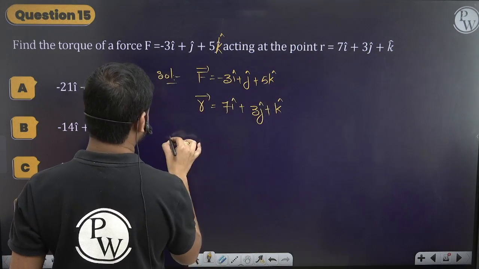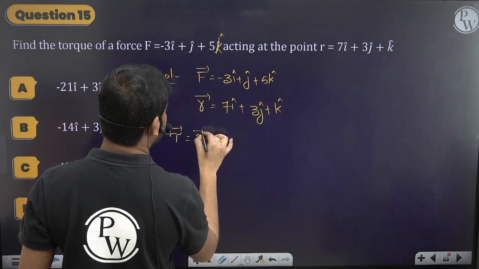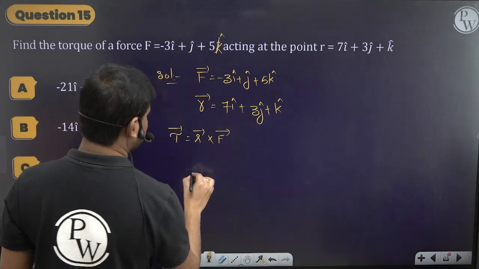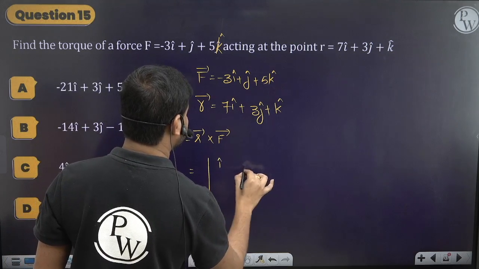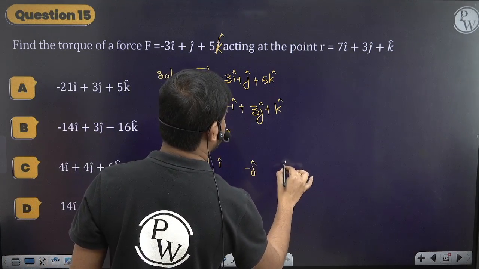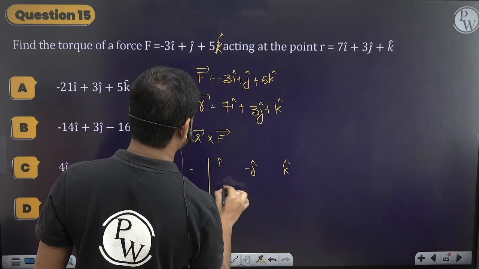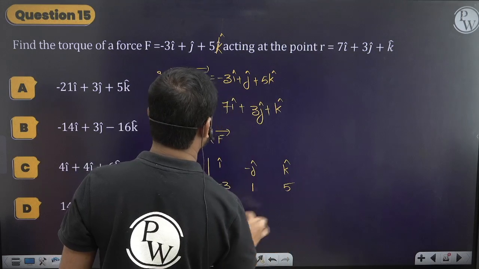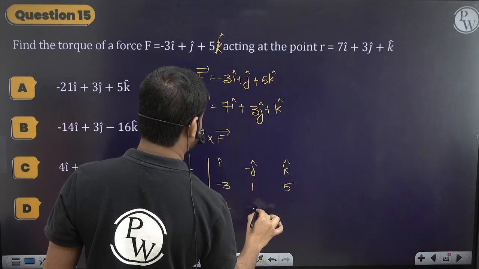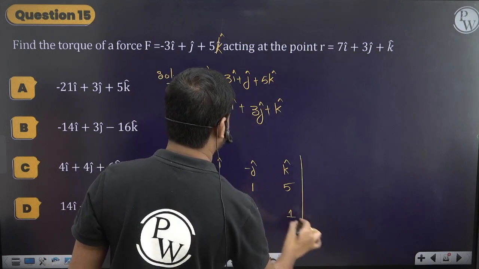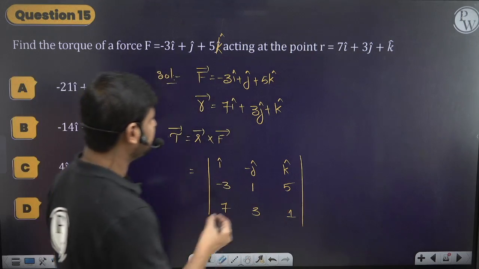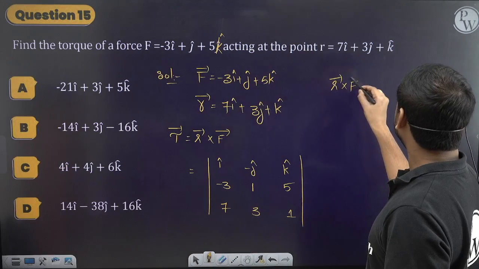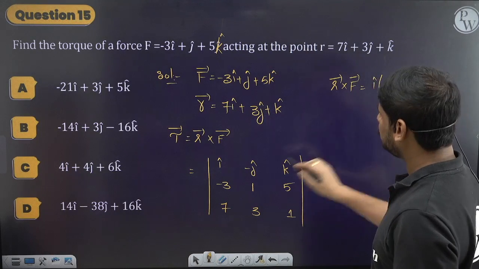So then what is torque? Torque is equal to R cross F. So what you do is just the determinant method. Take i cap here, minus j cap here, k cap here. The first vector has minus 3, then the coefficient of j is 1, coefficient of k is 5. Then here it is 7, 3 and 1. So can you simply do the procedure? Just find R cross F.